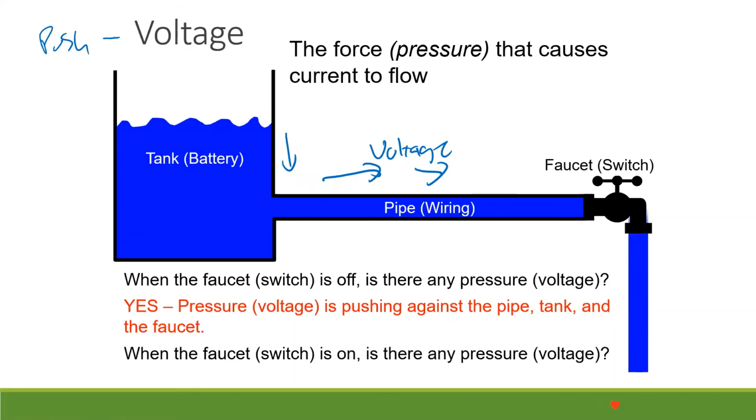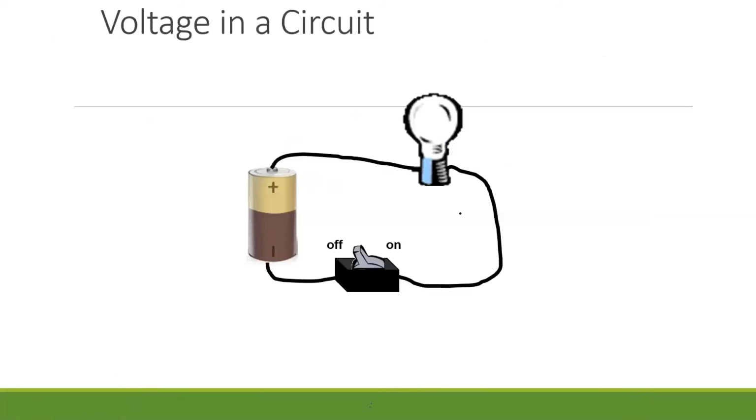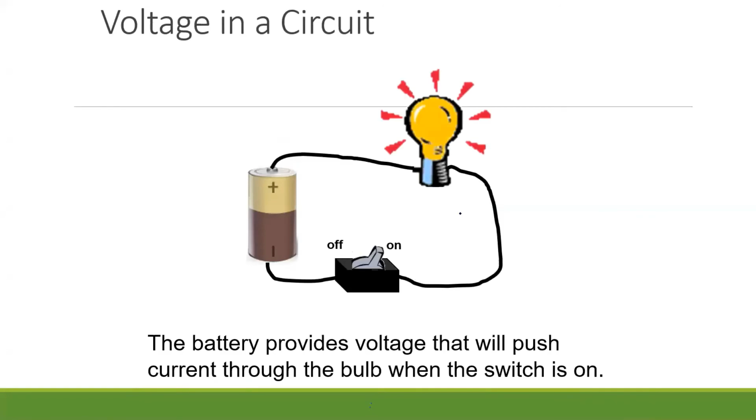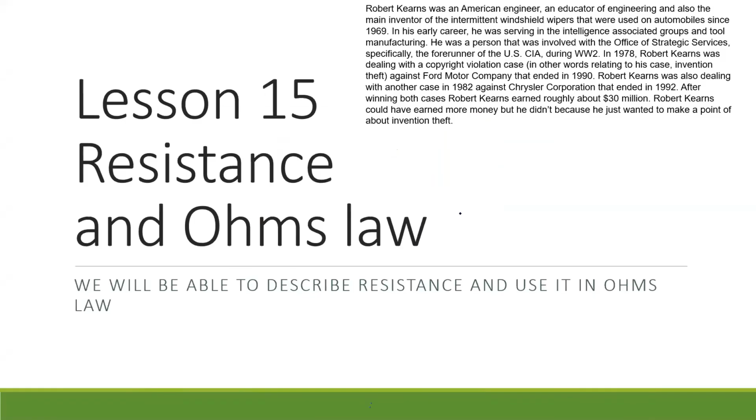When the tap is switched on, is there still a push? Yes, there is still a push. There is still voltage even once you open it up. So the idea is, if I have here, is there a voltage when it's switched on? The battery provides voltage that will push current through the bulb. That's the voltage that's pushing the water through. It's the voltage that's pushing those electrons around the circuit.